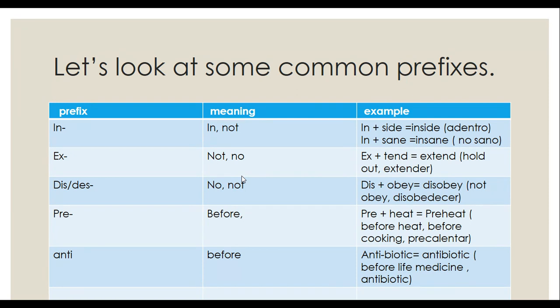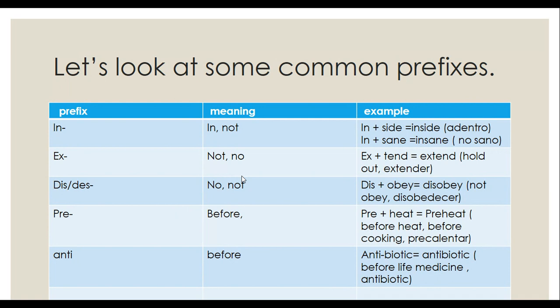The prefix ex means not or no. For example, extend, I'm going to hold out something. I'm going to extender algo. That's right. Dis or des is the prefix which means no or not. And for example, if I put it with the word disobey, it means to not obey.